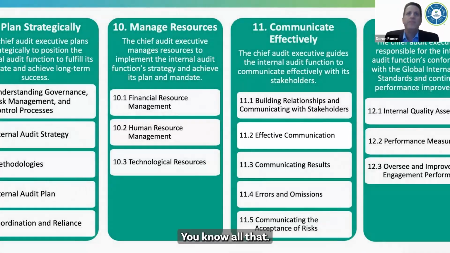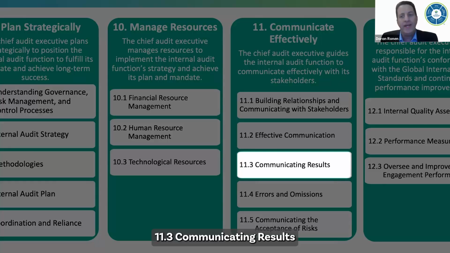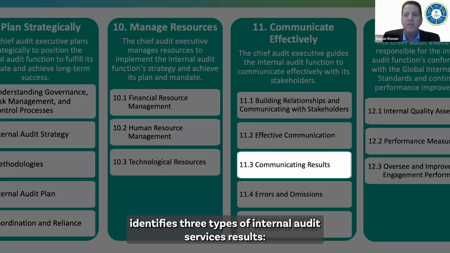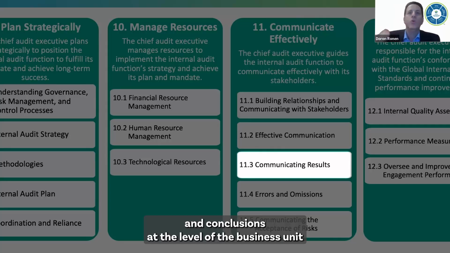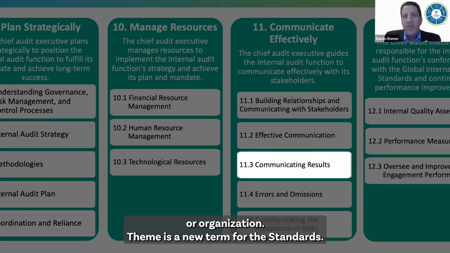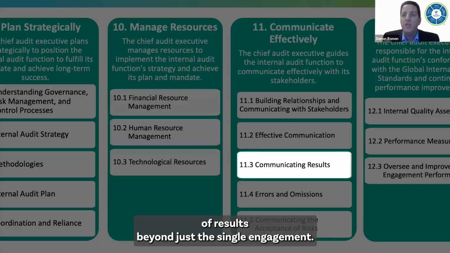You know all that. 11.3, Communicating Results, identified 3 types of internal audit services results: engagement conclusions, themes, and conclusions at the level of the business unit or organization. Theme is a new term for the standards. It's a concept that refers to the CAE's communication of results beyond just a single engagement.